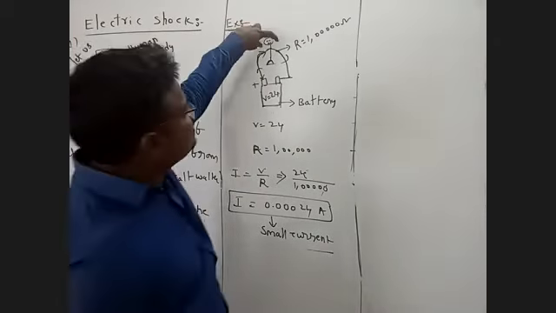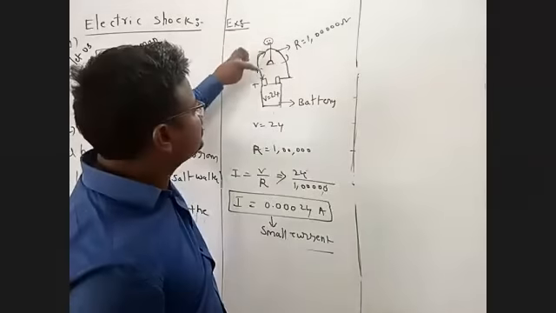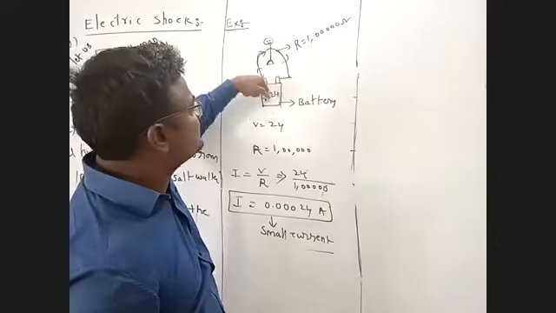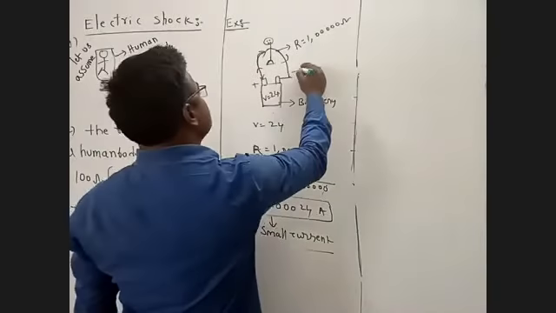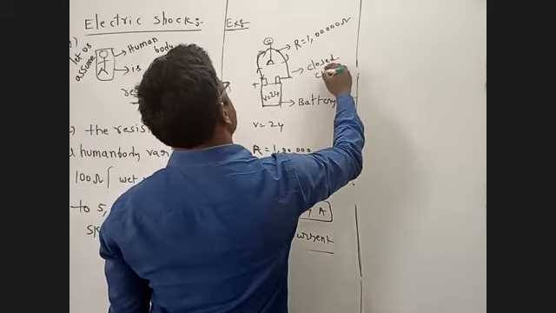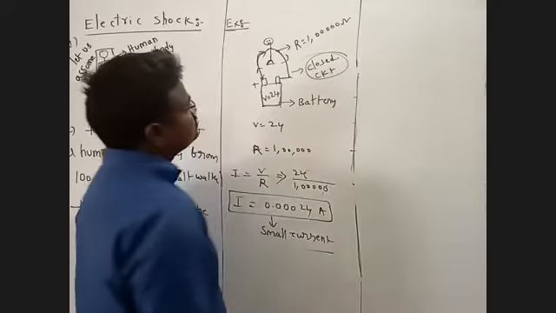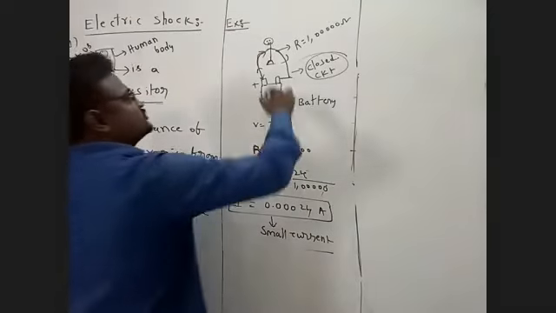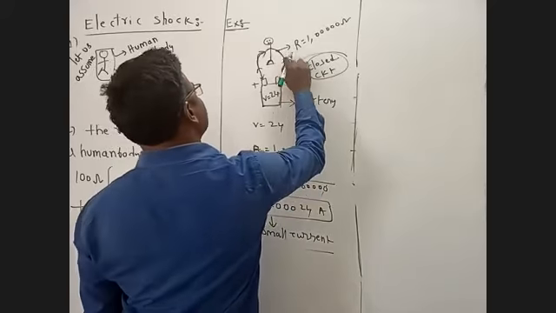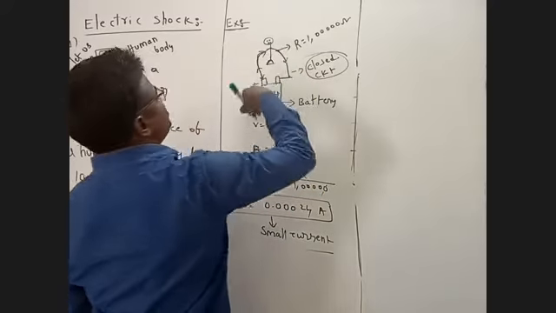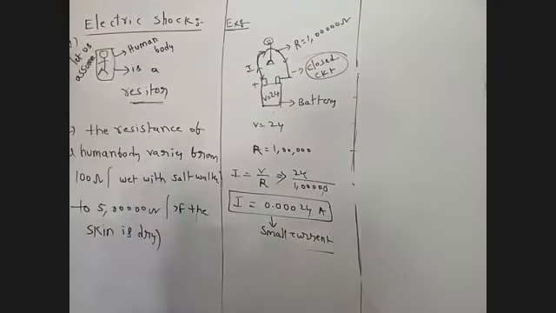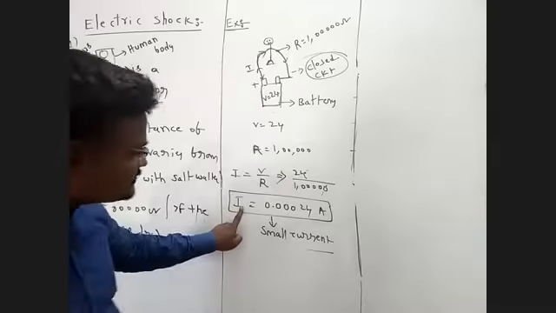This is one person. One hand is touching the positive terminal and the other hand is touching the negative terminal. The circuit is closed. Circuit is closed means current flows from high voltage to low voltage, or from positive to negative.